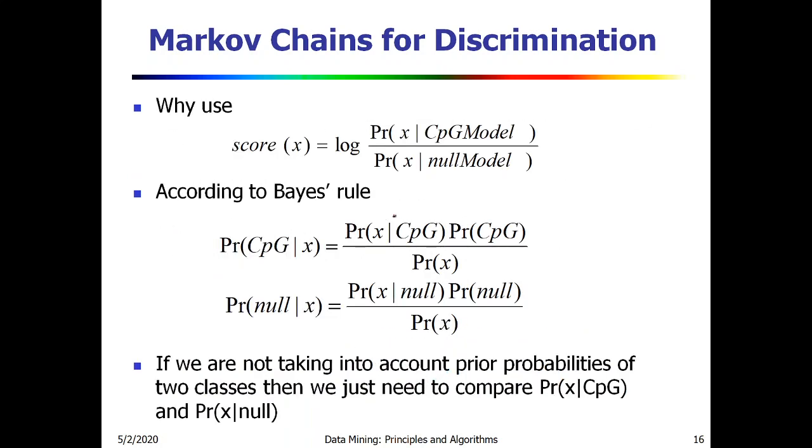When you calculate the score values based upon the CpG model and the null model, we use Bayes theorem. This is the formula where you apply the Bayes rule: the probability of CpG given X is the probability of X given CpG times the probability of CpG, divided by the probability of X. And the other region is calculated as the probability of X given null times the probability of null, divided by the probability of X. If you are not taking the probabilities of the two classes, we can compare only the values under the numerators.